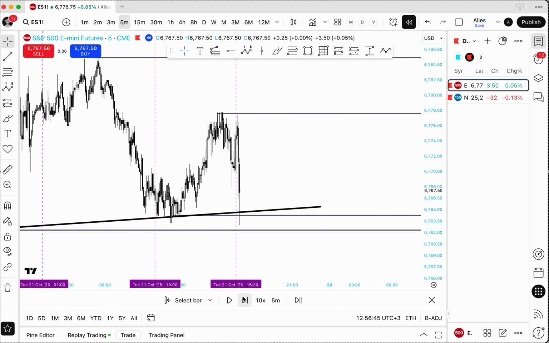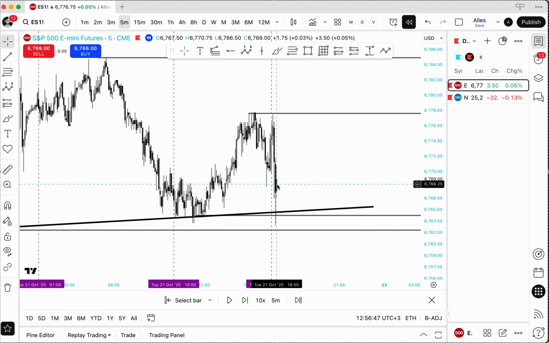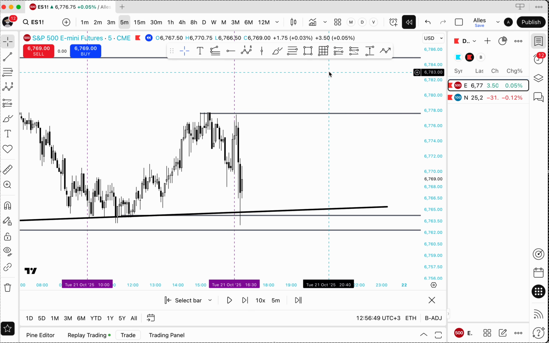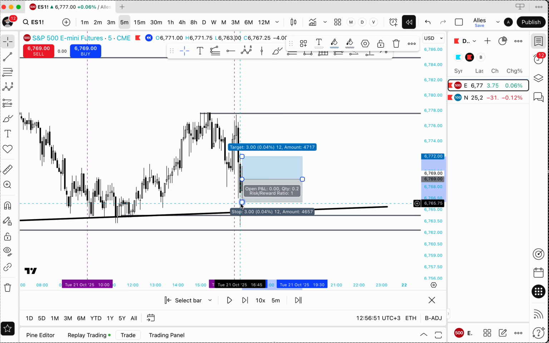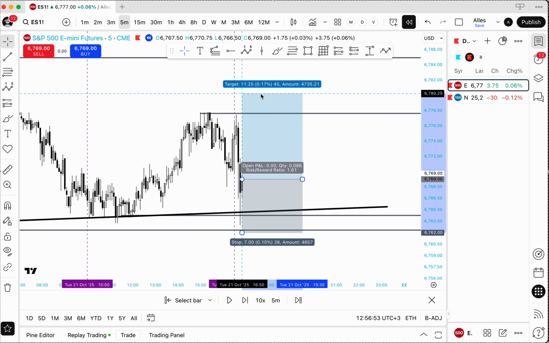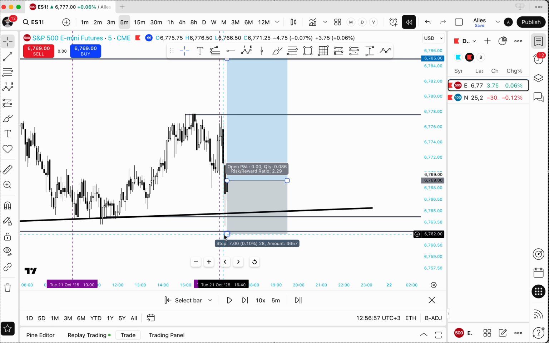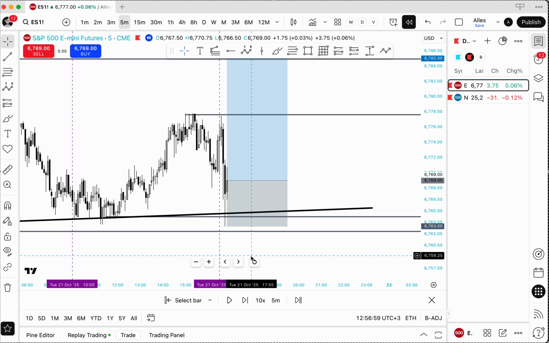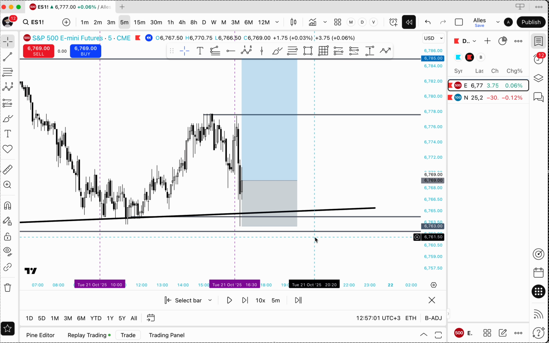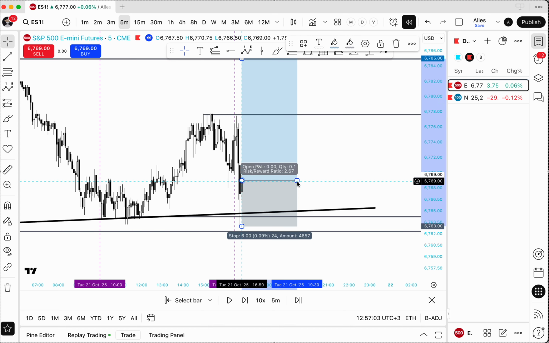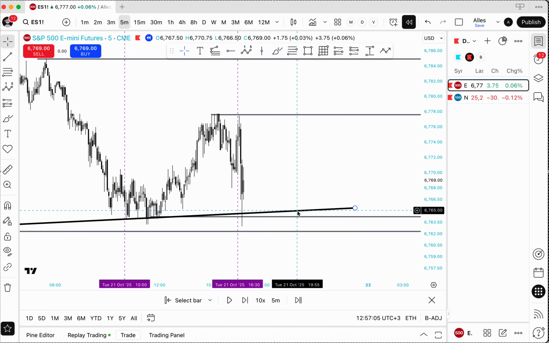What happens? We hit the line and we get a reaction. The retail traders, they long here, and maybe go up here or up here. That would be the trade, and just a stop loss below the low. That's it. But is it actually a good time to long here?